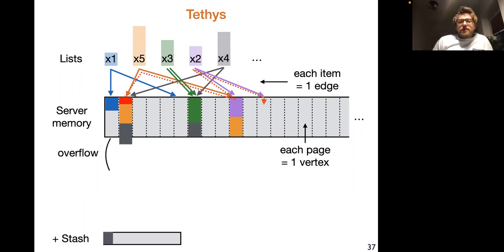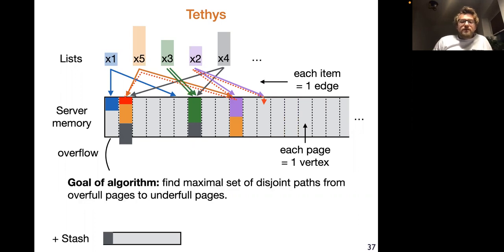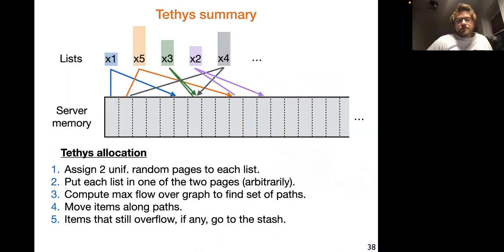Yes. And then what we want to do in this graph is find a maximal set of disjoint paths from overflow pages to underflow pages. This is essentially what we just did. So we try to find paths from overflow to underflow pages, and then we push items along the path, and for each path, we optimize the solution by 1. So we reduce the total overflow by 1. And this is essentially exactly a max flow algorithm. So we build a graph, we run a max flow algorithm, and then we get a fairly good solution. So in summary, what do we do? For Tetris, we essentially choose 2 uniformly.